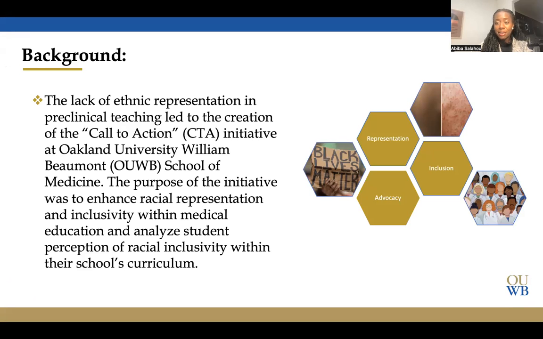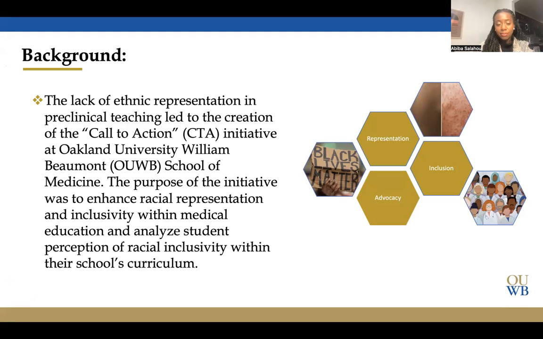So for a bit of background information, the surge of anti-racism initiatives in 2020 that was catalyzed by the murders of George Floyd and Breonna Taylor prompted medical students at OUWB to analyze the lack of ethnic representation within the school's medical curriculum. This ultimately led to the creation of a student-driven call to action initiative at OUWB, also known as the CTA.